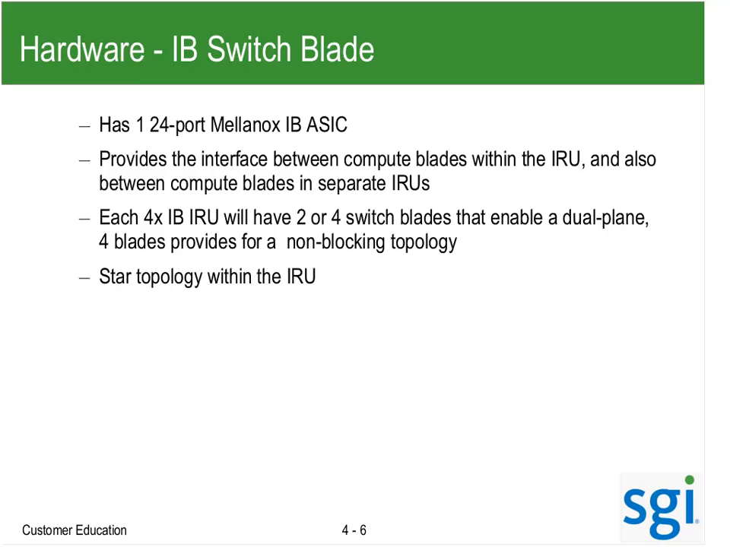And each IB IRU can have 2 or 4 blades that enable a dual plane, and 4 blades provides for non-blocking. Non-blocking simply means we've got an equal number of input and output paths, so we can get point-to-point connections through it. We don't have to wait. There's an equal number of inputs and outputs on the switches. And within the IRU, it's called a star topology. And then outside the IRU is a hypercube or a fat tree topology.